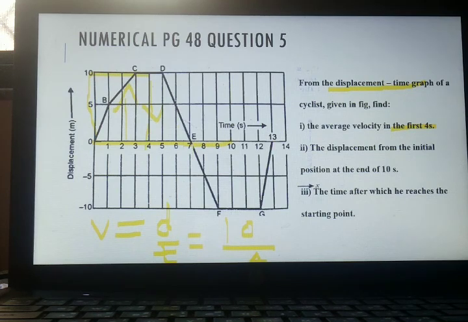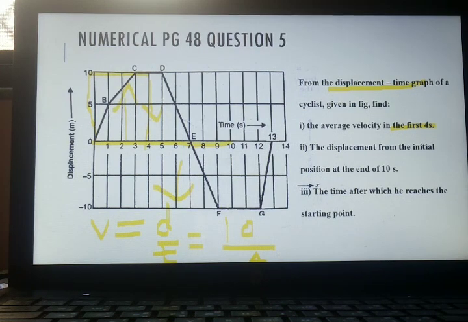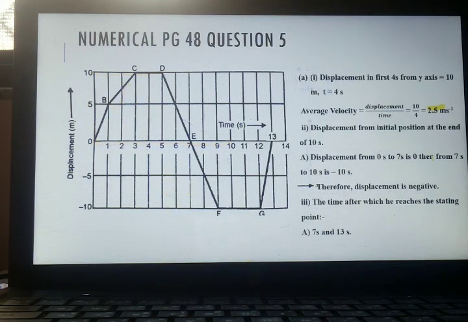Then from 7 to 9, it is again moving downwards. So the displacement is minus 10. Try to understand. From 0 to 4, it is plus 10. Then from 4 to 7, it is minus 10. So both of these get cancelled. And the last, from 7 to 9, is minus 10. So the displacement is minus 10.